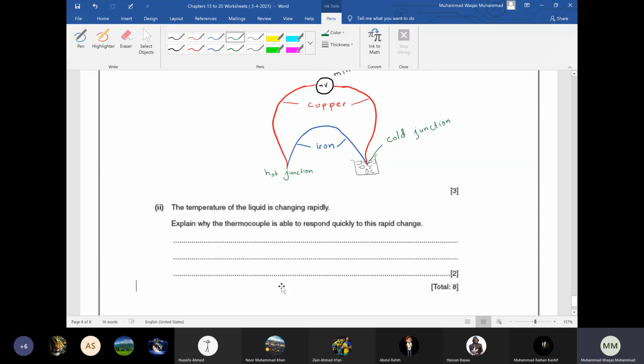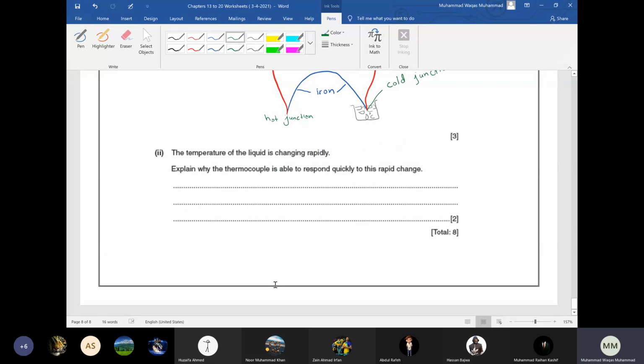Yes, sir, got it. Now, beta, the temperature of a liquid is changing rapidly. Explain why the thermocouple is able to respond quickly to rapid change in temperature. It's a very common type of question, often asked. So see what makes it respond quickly to the rapidly changing temperature. It is because the junction is small and it has low mass, so it quickly reaches the temperature of the liquid.